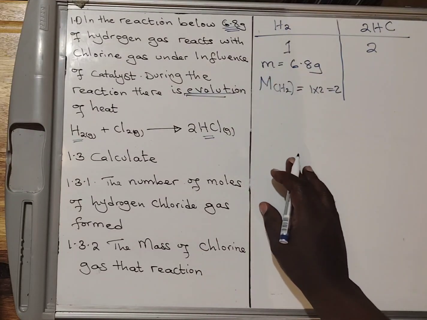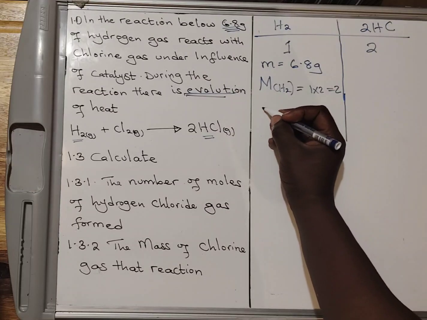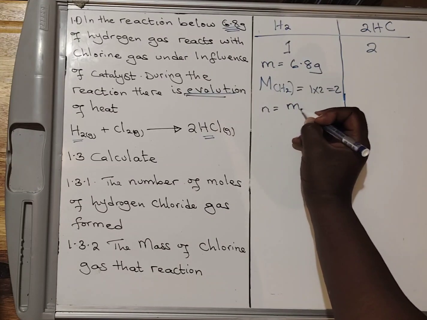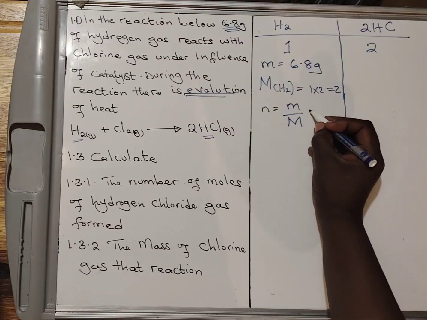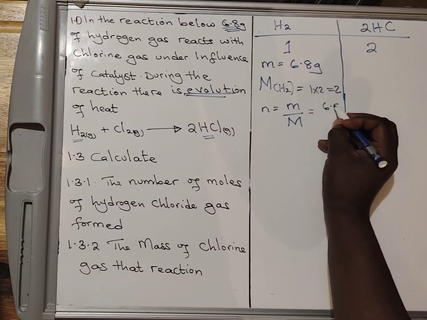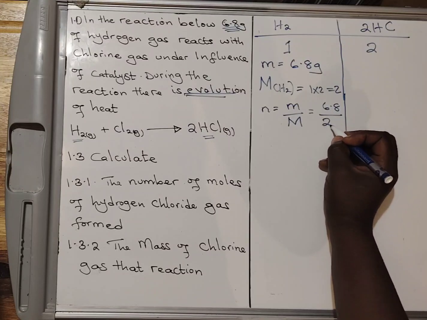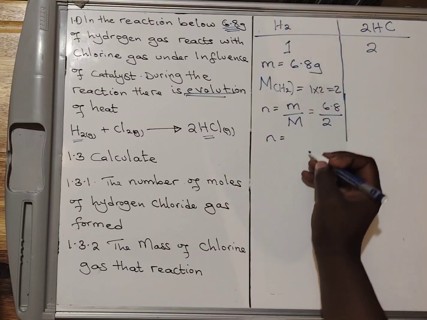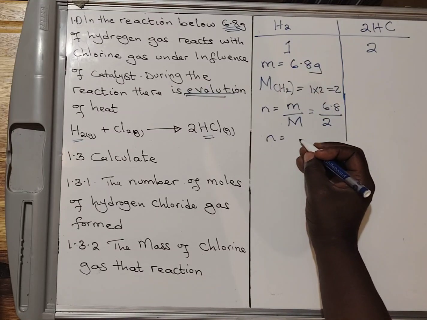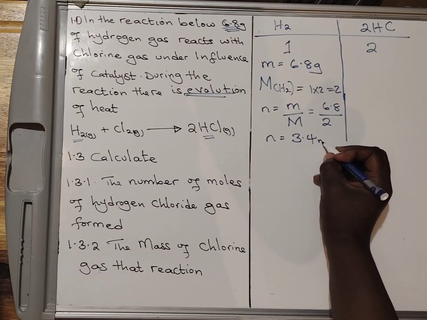Okay, when you have mass and you have the molar mass, therefore, it means that you can easily find the number of moles using this formula. N is equal to mass over molar mass. So what is our mass? 6.8. That's our mass. And what's our molar mass? 2. From here, what is your number of moles? Number of moles is 3.4 moles.